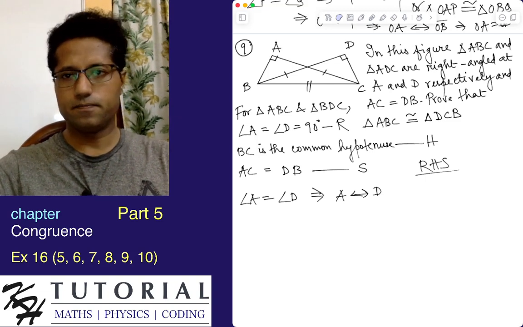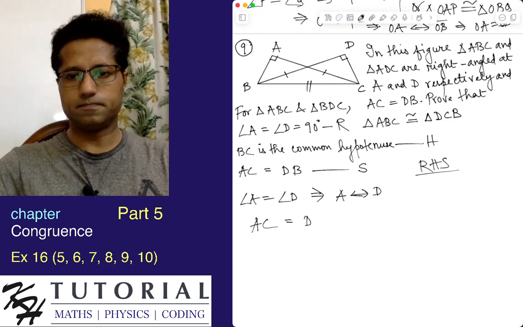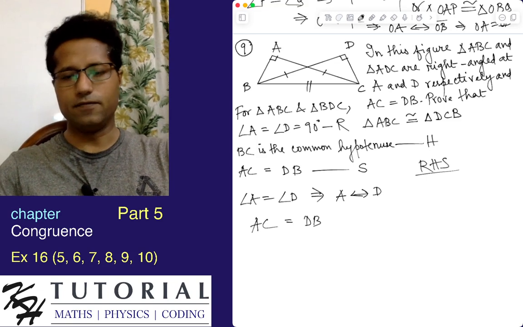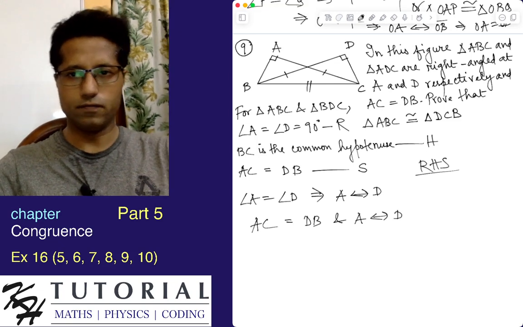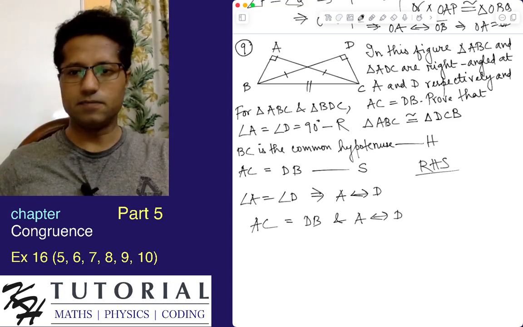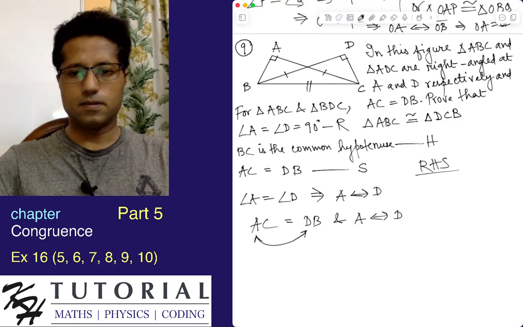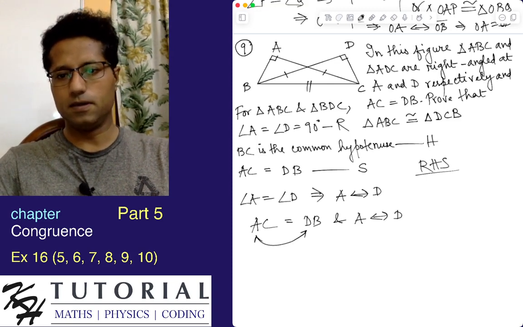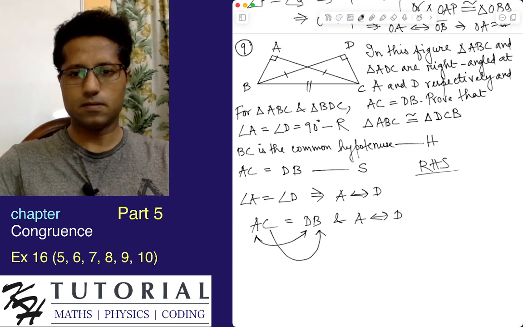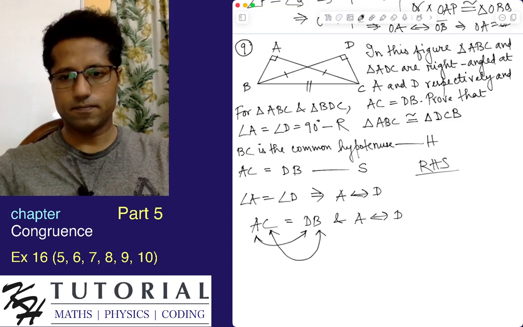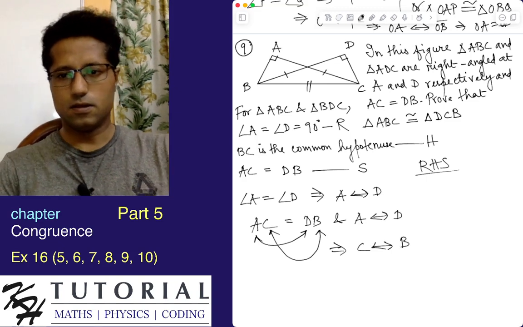We have AC equal to DB, and we already found that A is mapped to D. So from the fact that AC is equal to DB and that A is mapped to D, we must have C mapped to B. This implies that C has a mapping with B. So this is the proper logic.